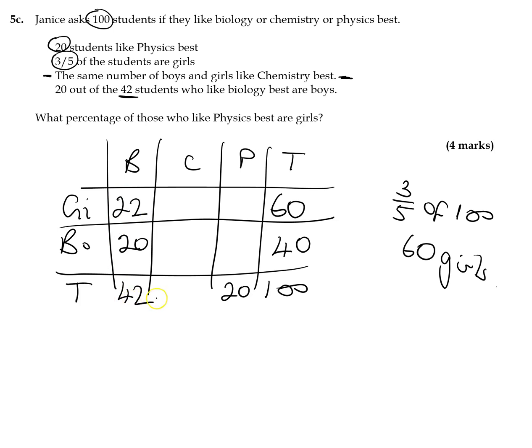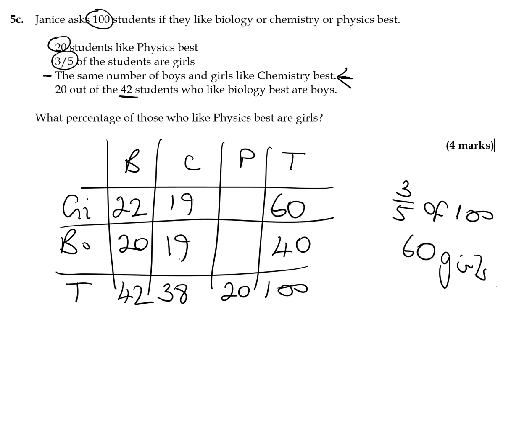Okay, so now we've got 42 and 20, 62. There must be 38 people who like chemistry. So now we can go back to this one here, and we know the same number of boys and girls like chemistry. So 38, we're going to halve it. Half of 38 is 19 girls and 19 boys.